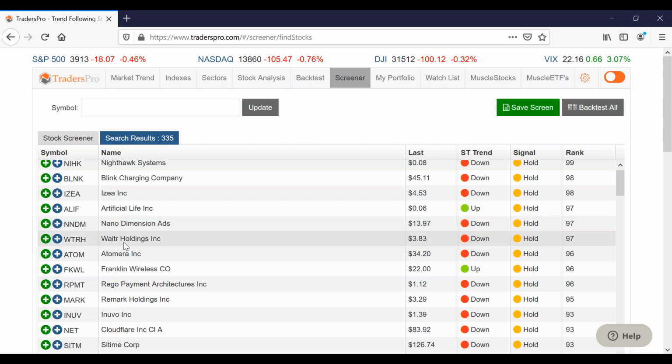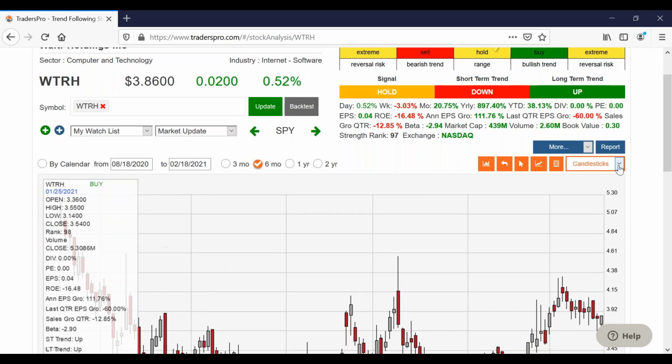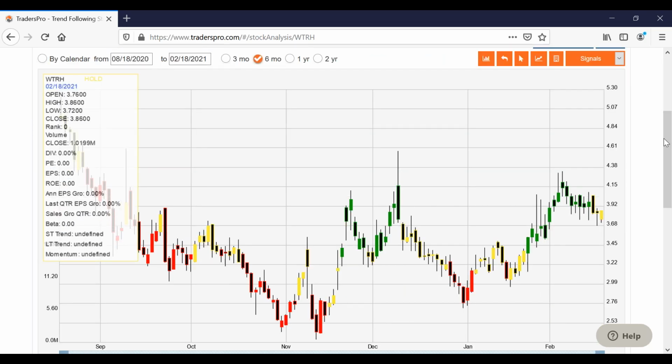All right, WTRH right here. I like 97 strength rank. Switch this back to signals here. Just went to a hold a couple days ago. But what I really like about this, you've got this kind of bowl-shaped move right here. And then you're seeing a correction off of that. So it's almost like a little bit of a cup with handle formation.